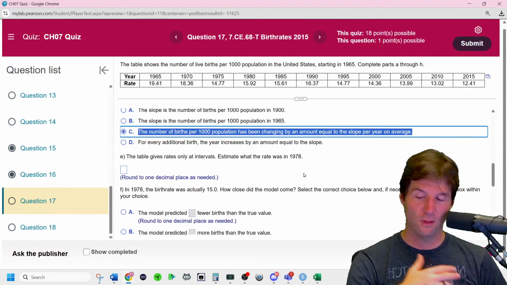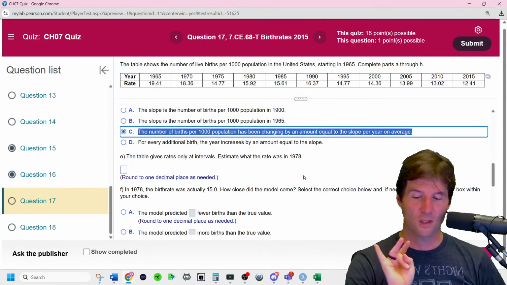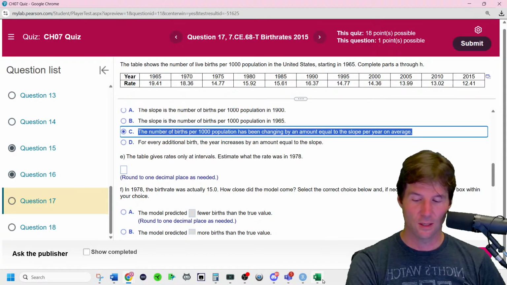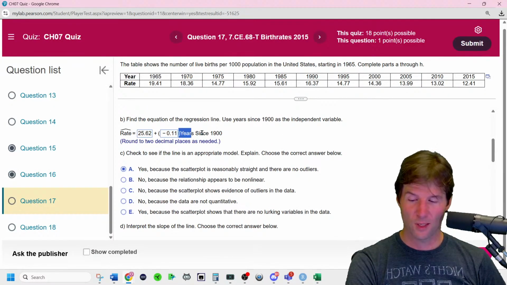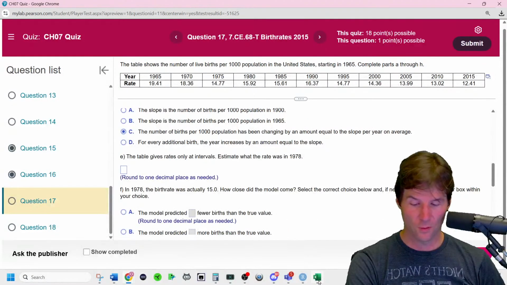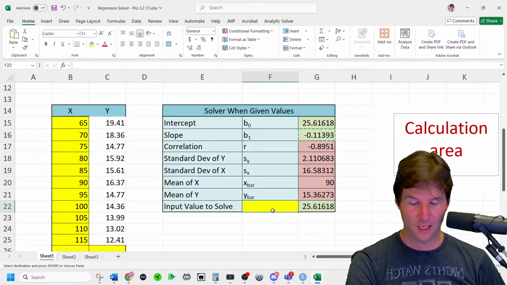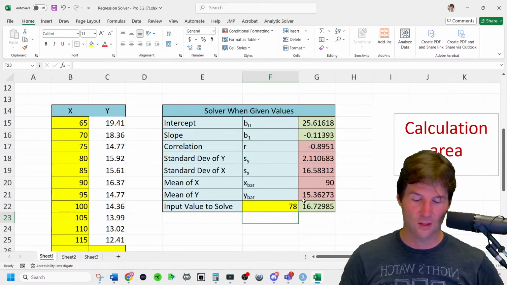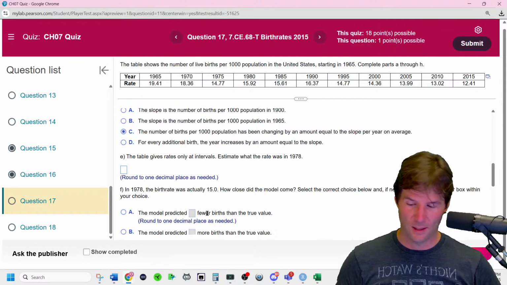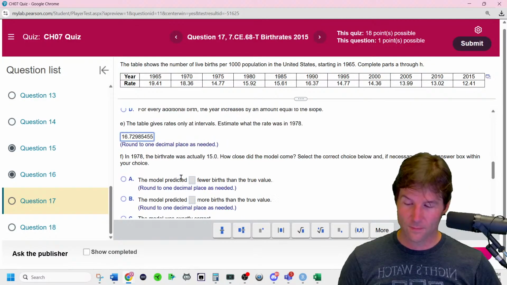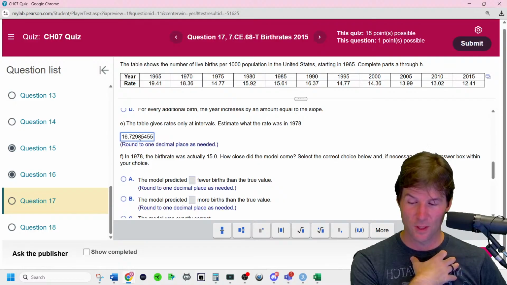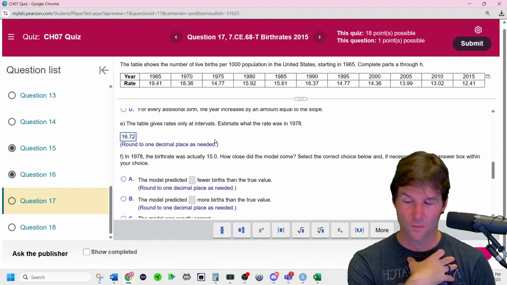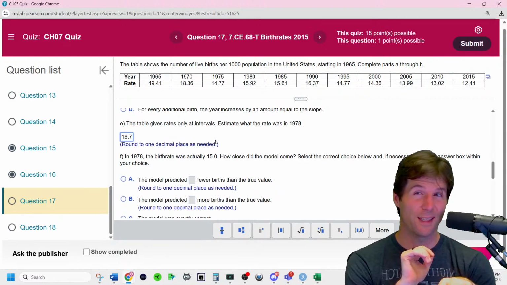The table gives intervals right there in fives. It wants us to estimate what it is in 1978. Now here's what's great. You could just take your equation that you've written and plug 78 in there. Not 1978, plug in 78. Or you can go over here and just plug 78 into the applet. And there's the answer. I think it does want it in thousands, does it? Nope, it's giving it in thousands right now. So the answer is going to be this right here, rounded to 1 decimal, 16.7. So it does still want it in thousands of live births.